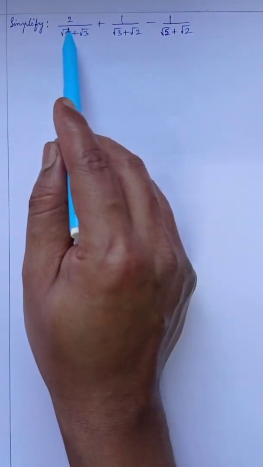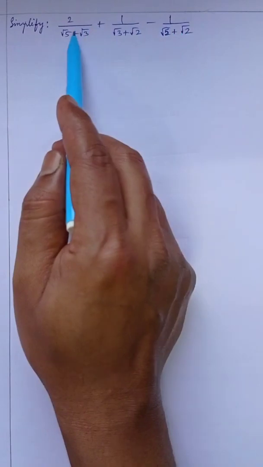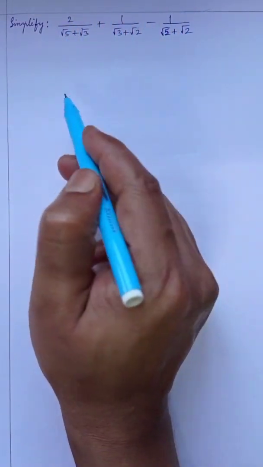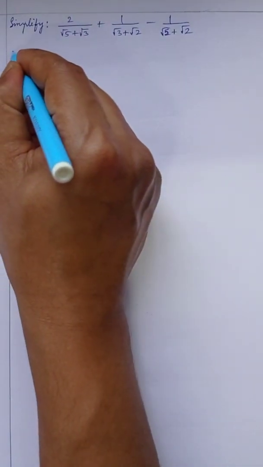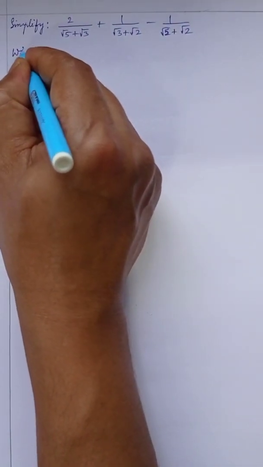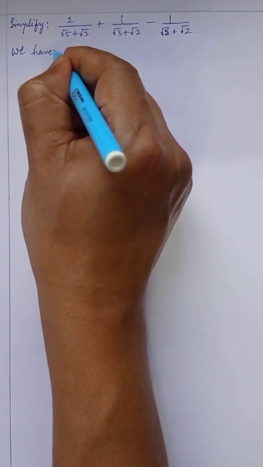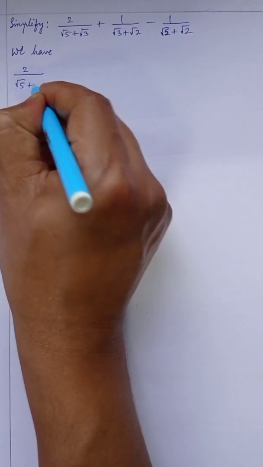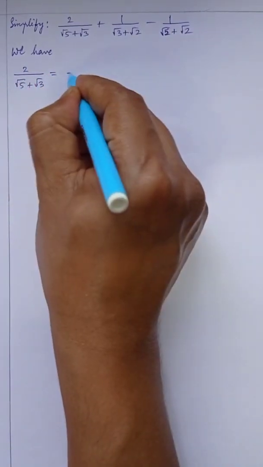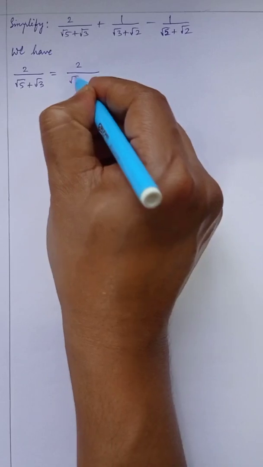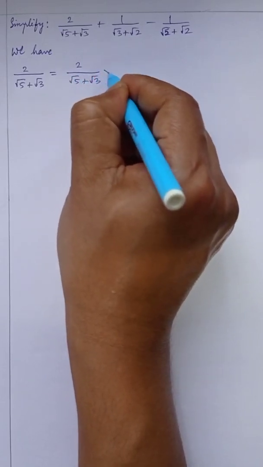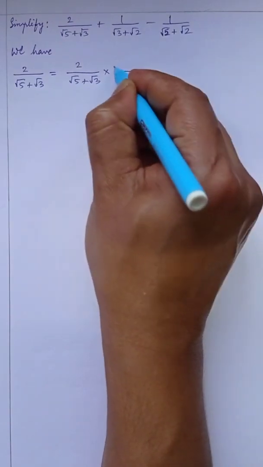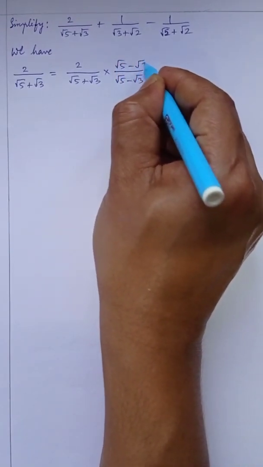So what we'll do is we will solve this, rationalize this individually, and then we'll put the answer together to find the solution. So let's start. First of all, we will start with the first one. We have 2 by root 5 plus root 3, that is equal to 2 by root 5 plus root 3 multiplied by, we will rationalize the denominator, root 5 minus root 3 and root 5 minus root 3.